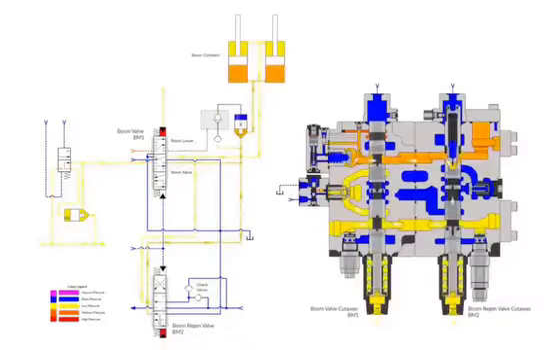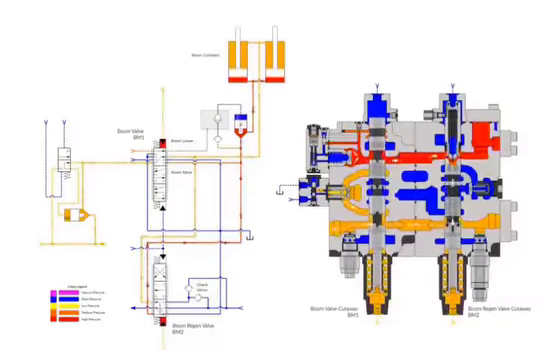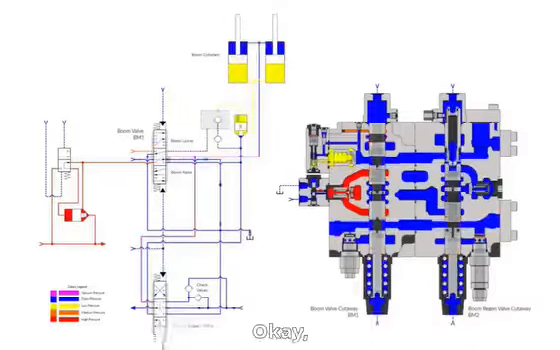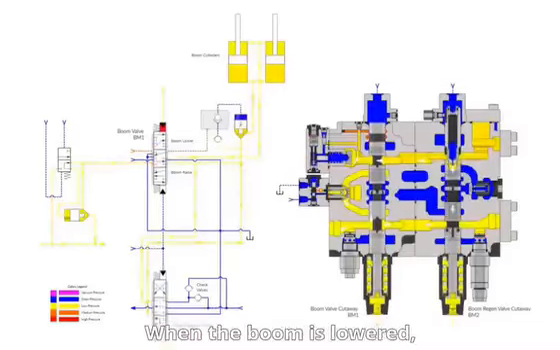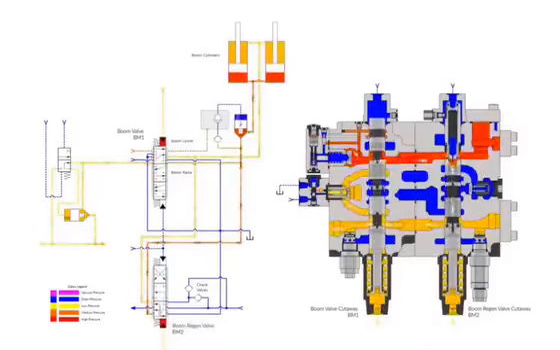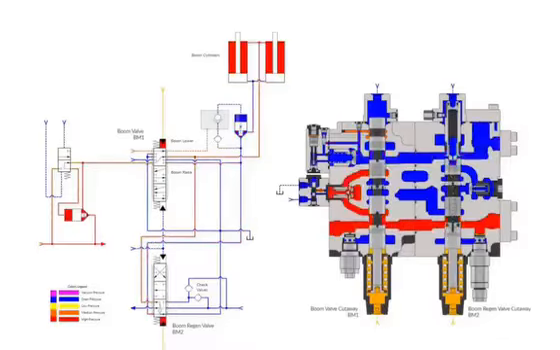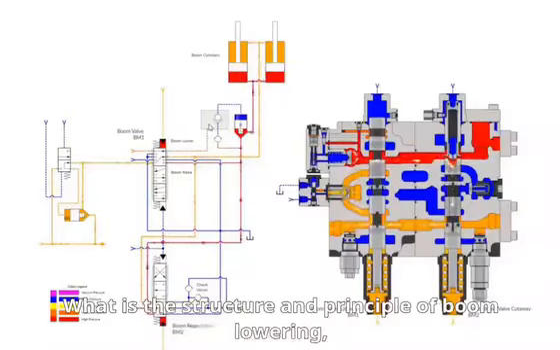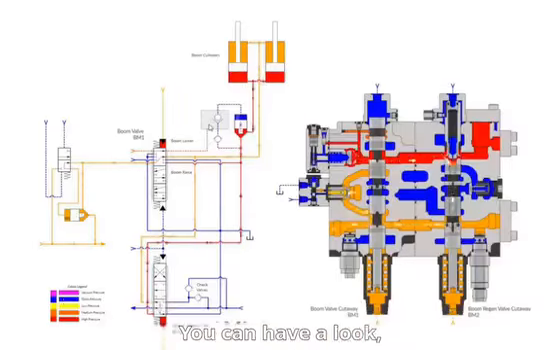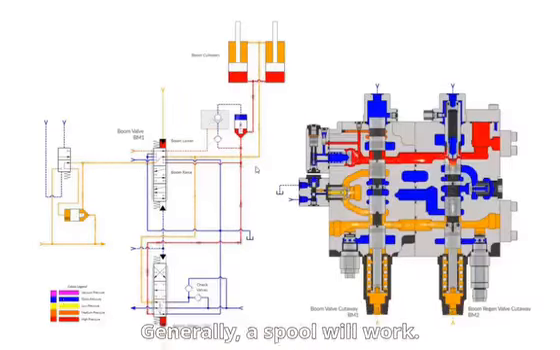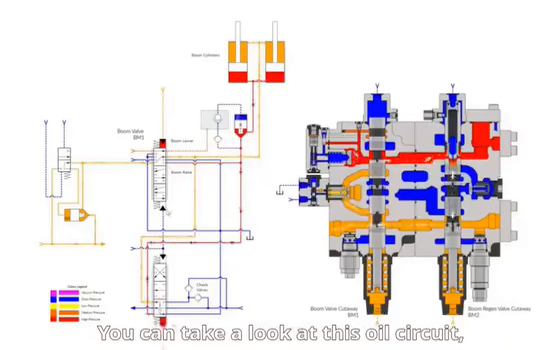When the boom is lowered, the spool is pushed up. Okay, let's take another look when the boom is lowered. You can have a look. What is the structure and principle of boom lowering? For boom lowering, generally one spool will work. You can take a look at this oil circuit.